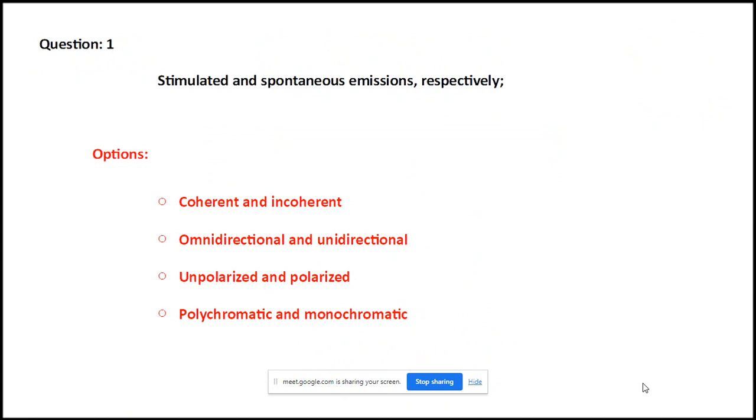The question 1 is stimulated and spontaneous emissions, respectively. The options to this question are coherent and incoherent, omnidirectional and unidirectional, unpolarized and polarized, and polychromatic and monochromatic. So, first of all, in order to explain this, I'll go with what is stimulated and what is spontaneous emission. Okay, what is a stimulated emission?